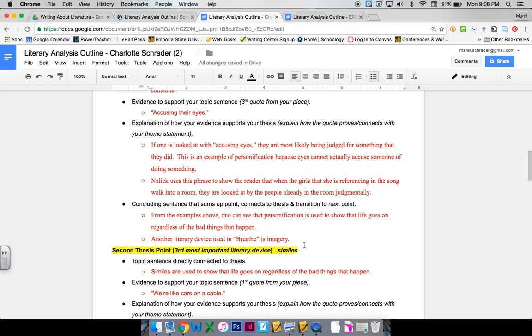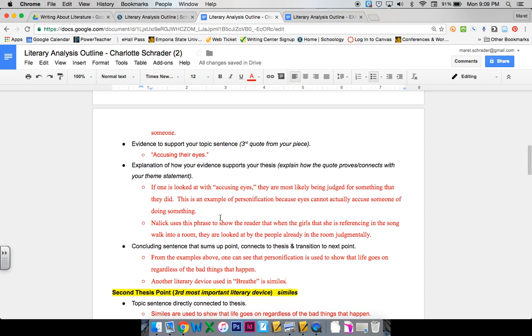Then I need my transition sentence, because I have another one. Another literary device used in Breathe is similes. It just tells you what's in the next one.